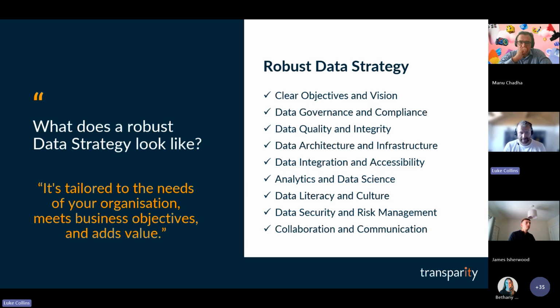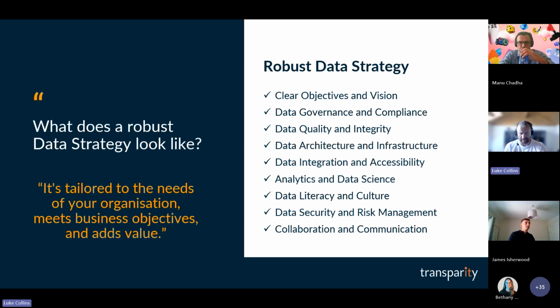And as it says there, every data strategy needs to be tailored towards an organization. We're looking at professional services that have some common themes across them, but with every organization we talk to at a data strategy level, there are always some unique challenges or data sources that need to be considered.